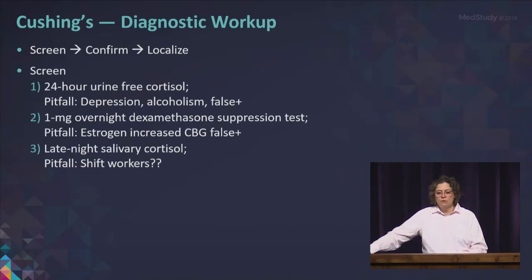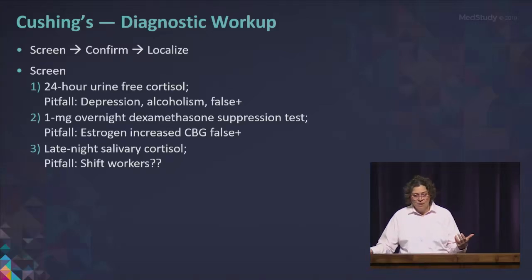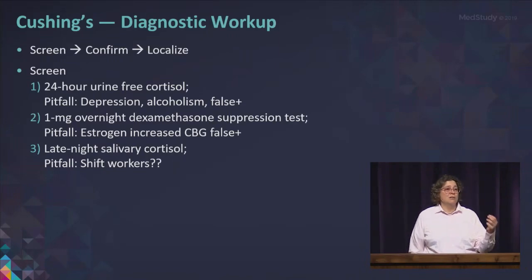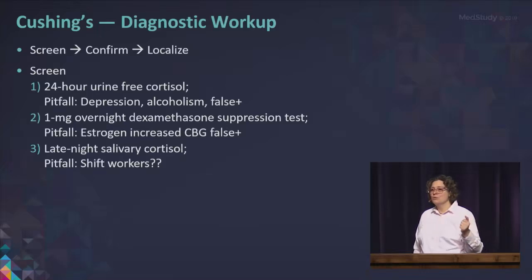Your choices for screening for cortisol excess are 24-hour urine-free cortisol, noting that the pitfall for this is that in depression and alcoholism, you can have false positives. This is called pseudo-Cushing's. You can do a 1 milligram overnight dexamethasone test, noting that the pitfalls are if they're on birth control or estrogen, that increases cortisol binding globulin. So you have a higher chance of having a false positive. Now, that being said, if someone's on birth control, you give them dex and they suppress to less than 1.8, you've excluded it. If they don't suppress, but they're on birth control, you say, oh, it might be a false positive. I'm going to do other dynamic testing along the way.